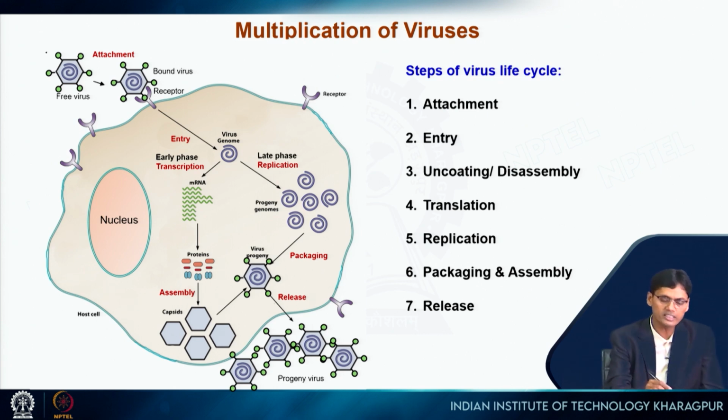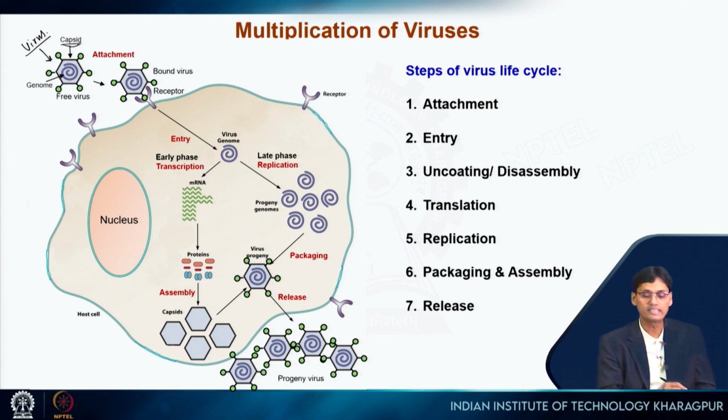As you can see, this is one virus, and this virus has a protein layer outside, which is called the capsid, and also they have the genome inside. As I mentioned here, the viral genome is present inside the capsid. Now if you see, this virus will first attach to the receptor present on the mammalian cell surface. There are many virus-specific receptors present in the host cell.